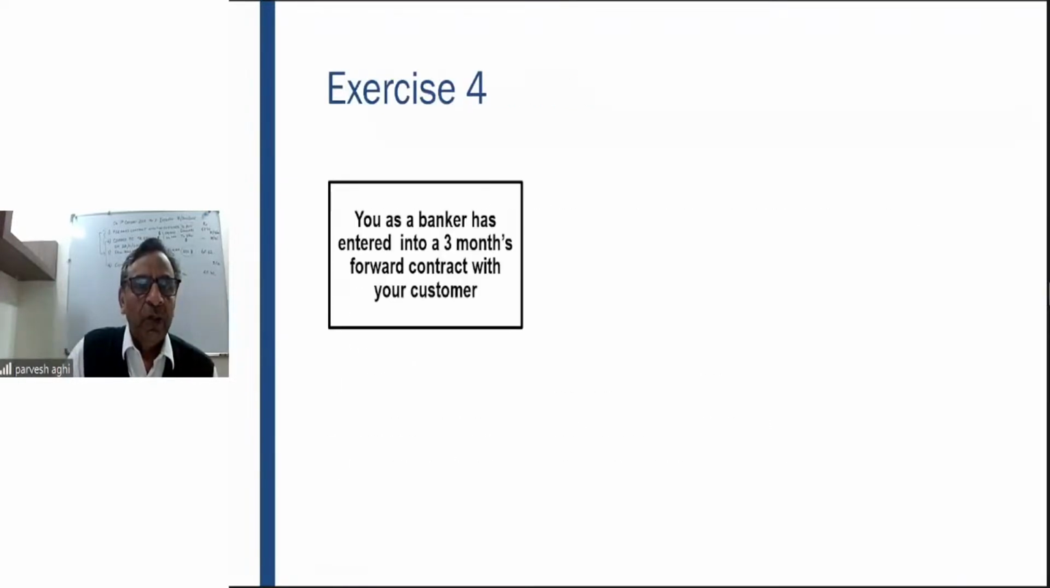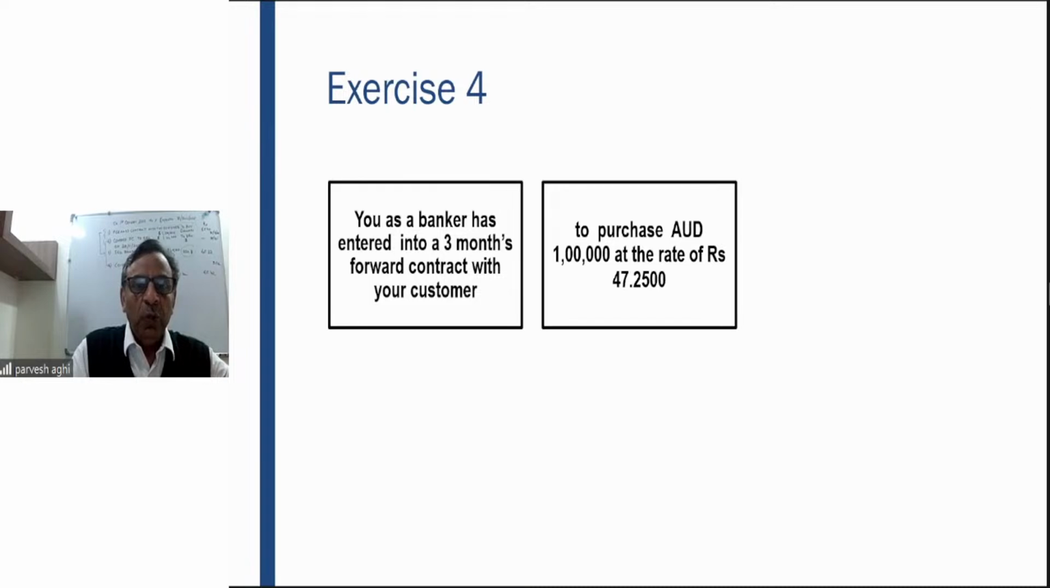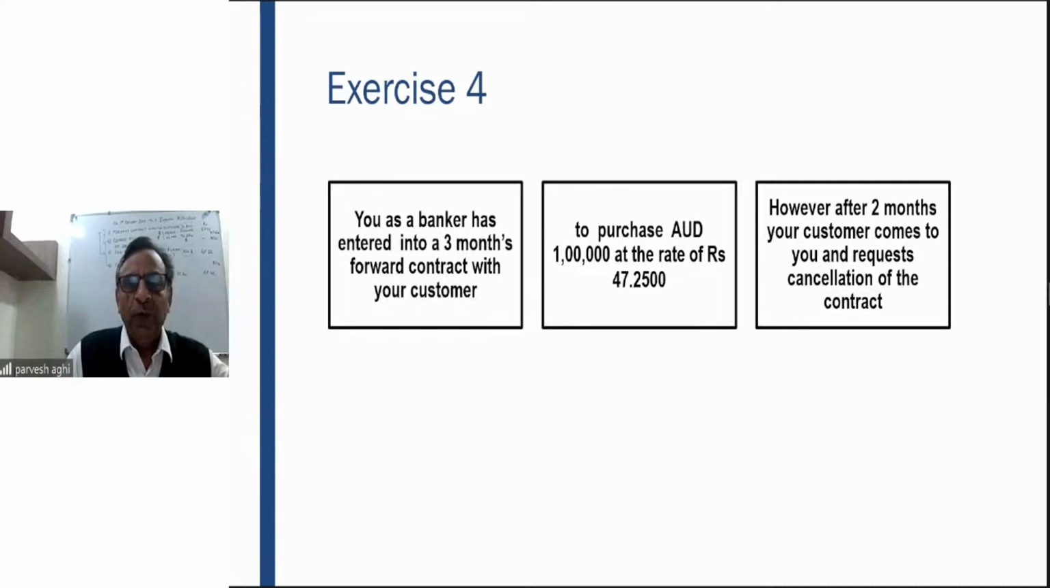So you as a banker have entered into a 3 months forward contract with a customer. You have entered into a 3 months forward contract with your customer to purchase Australian dollars at the rate of rupees 47.25. That means your customer is nothing but an exporter because he's going to get Australian dollars. So the bank has entered to purchase these dollars from the customer who is an exporter. He's going to get $1 lakh at the rate of 47.25.